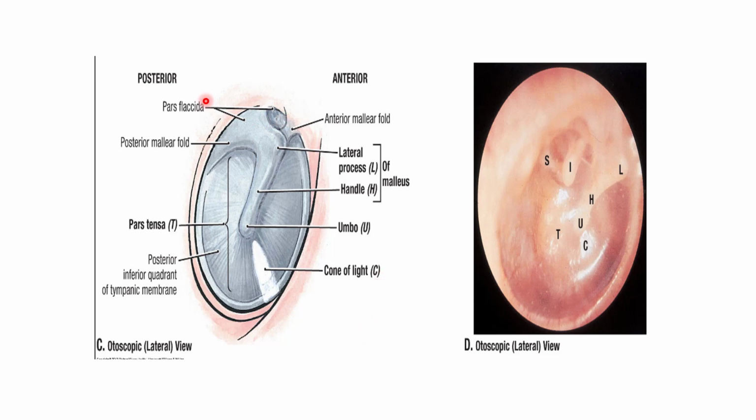So you can go through your books and understand this structure with clarity, and this is how you see it in an otoscope. These are the structures which we can see: the handle, umbo, lateral process, and the pars tensa part, and the pars flaccida part.